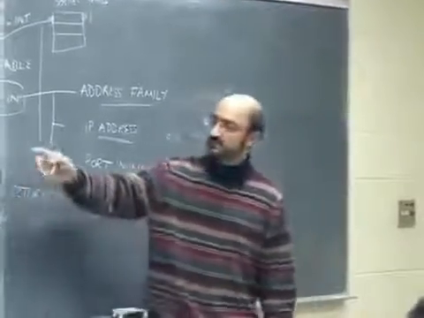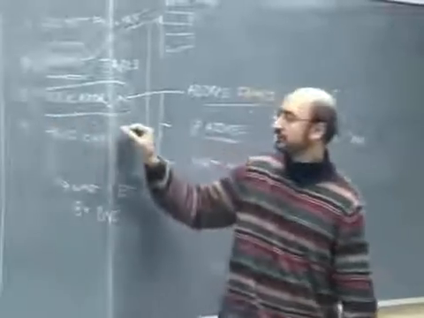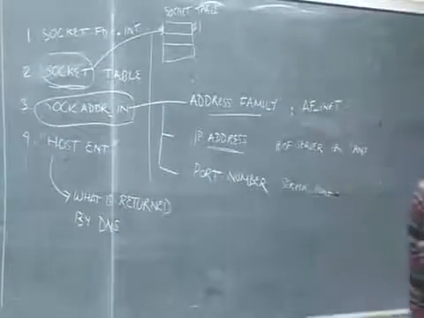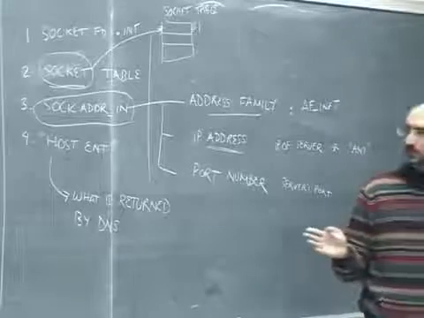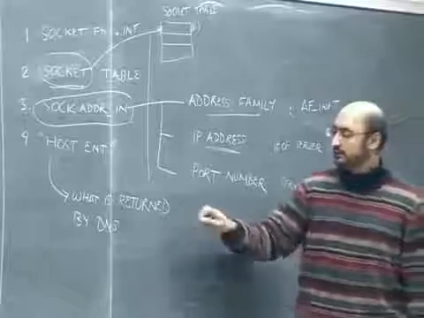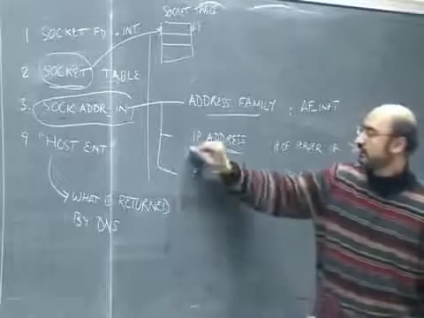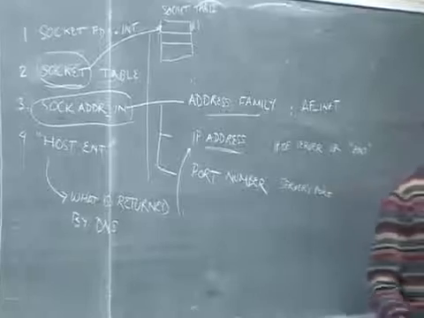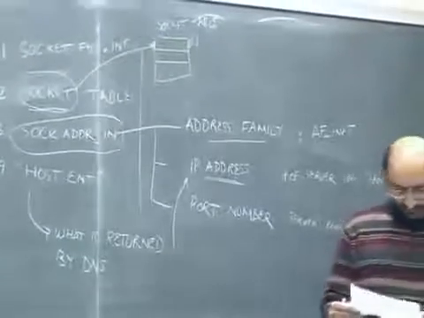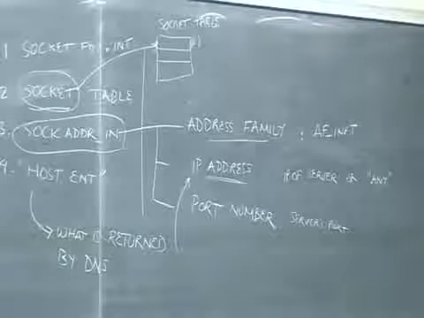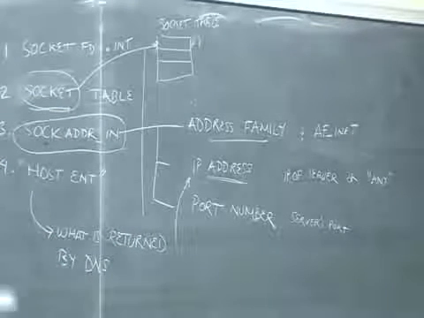and what is returned by DNS is this structure called hostent, which contains the IP address, but it's in a funny format, and for our purposes, we don't really care what that format is. As far as we're concerned, this is basically the host address, and then we're going to copy this into here. Okay, the IP address goes into here. So that's basically the data structures involved in the communication.